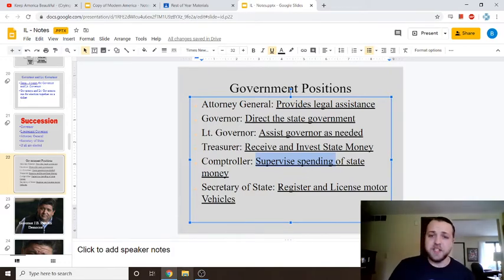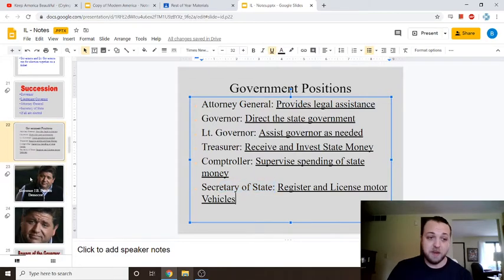The Secretary of State, it's been the same guy for a really long time. He signed my license back when I was 16, and he's still kicking and signing licenses today. So the registration, like your registration sticker on your license plate, and your driver's license, that stuff's all handled by the Secretary of State, Jesse White. It's been the same guy for a long time.